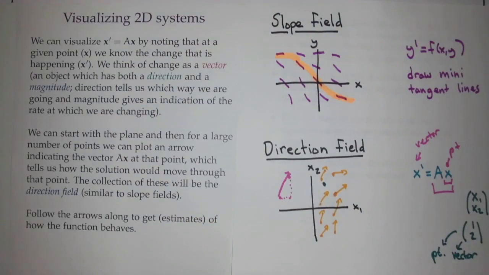Now, another comment we should throw in, why do we have arrows here but not there? So when we did slope fields, we never put arrows on there. What's the difference?